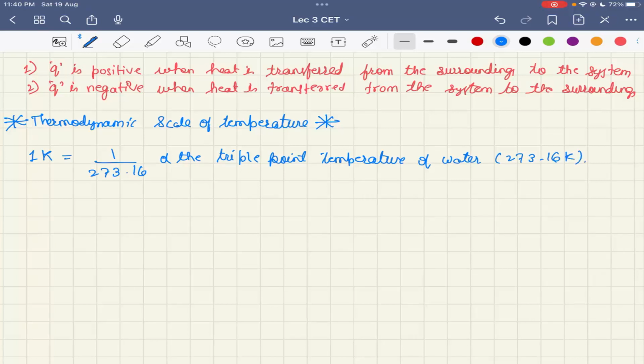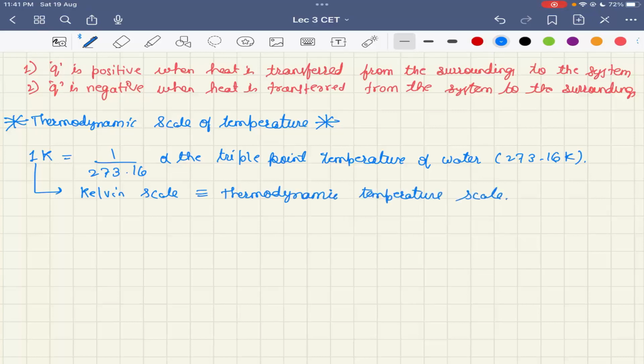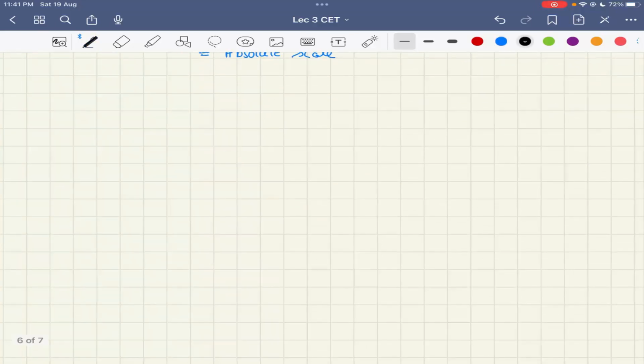The scale is mostly used in thermodynamics and is called the thermodynamic temperature scale. This Kelvin scale is also called the absolute scale. Now why is it so? Because on this scale the lowest possible temperature has been taken as 0, unlike the Celsius case in which the 0 point has been taken arbitrarily.